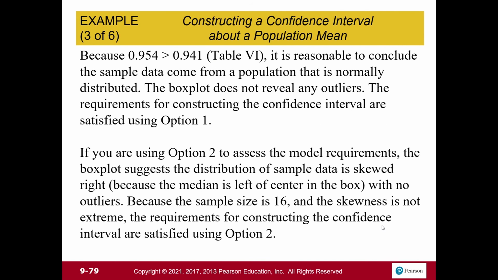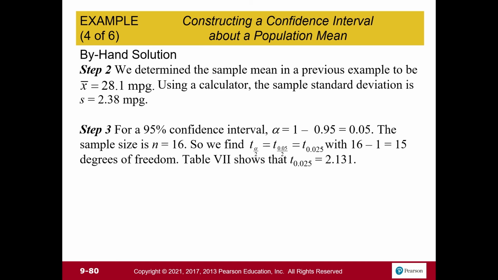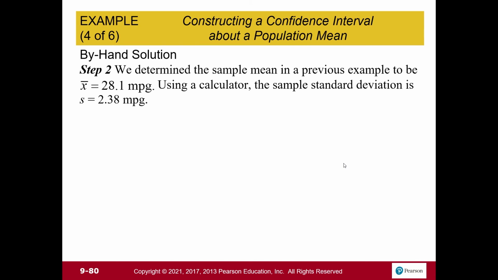All right, so it's time to proceed now. First, let's find the mean and also find the standard deviation. And now we're going to construct a 95% confidence interval. That means that alpha is 0.05, and when we divide that in half, we get 0.025. T turns out to be 2.131. We got it from the table, so we needed that value.